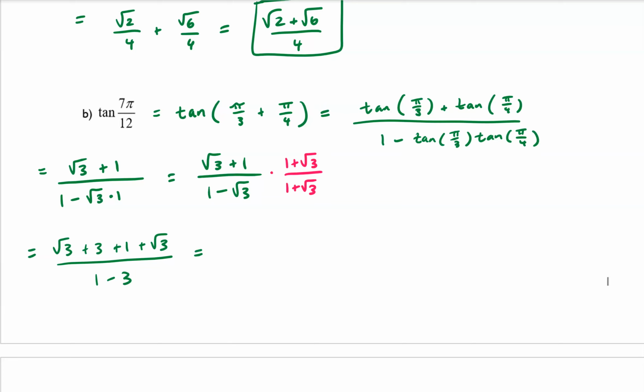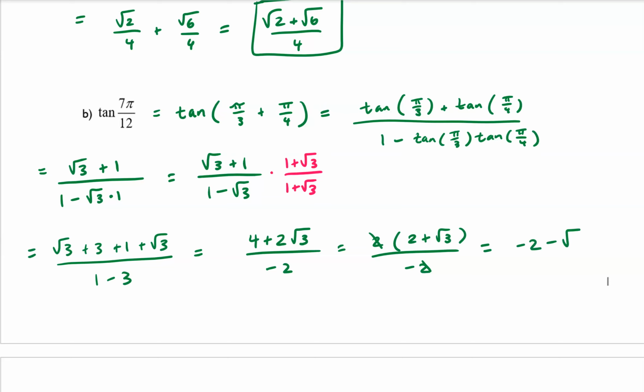So if we simplify the numerator, that's going to give us 4 plus 2 root 3 over negative 2. And then, let's see, how do we want to do this? We can factor out a 2 from the numerator, and that will give us 2 plus root 3 over negative 2. And then these will divide out, and we'll be left with a negative 1 in the denominator. So our final answer will be negative 2 minus the square root of 3.